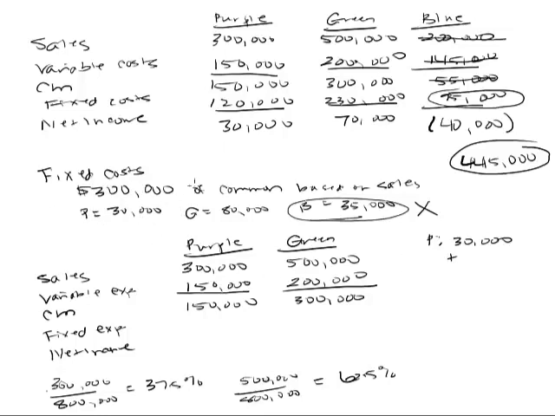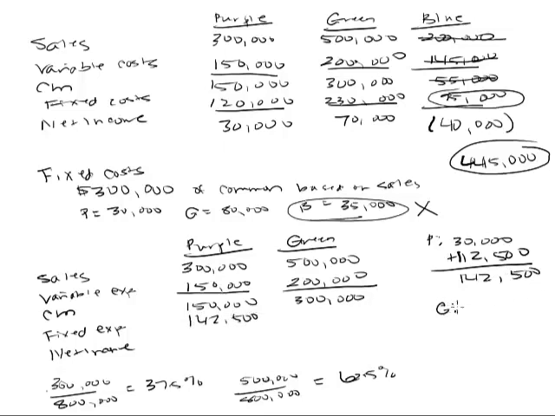So I'm going to take the 300,000, and the percentage of sales for purple is 37.5%. So that means that for fixed cost allocations, we're going to allocate $112,500 to the purple of that 300,000 common costs. So overall we've got 142,500. That'll go over here.